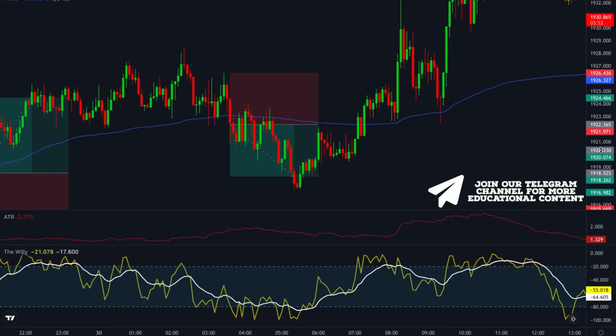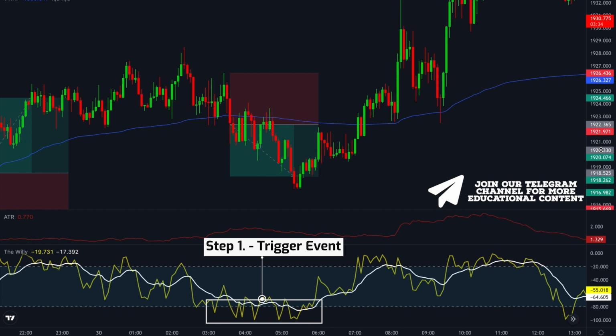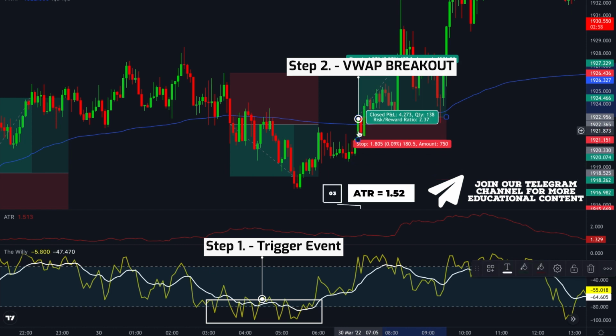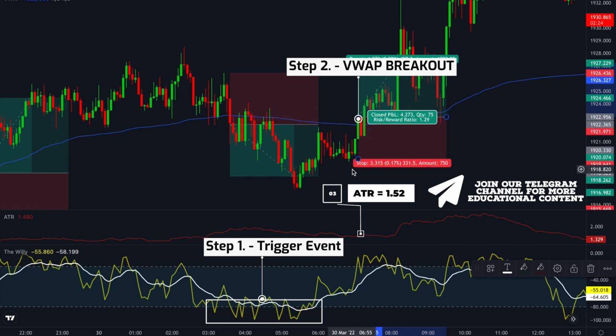So as you can see, we received a perfect trigger event along the bottom, so that we can move to the next step. And as you can see, we have a beautiful momentum-backed VWAP breakout right here. So we enter the trade on this breakout candle with an initial stop loss below the entry candle plus ATR value, which at this point equals 1.51. So here's our final ATR-adjusted stop loss.